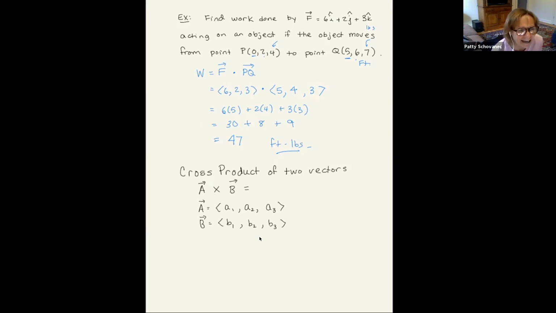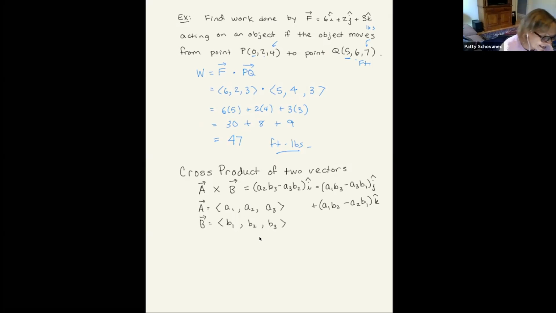If you look at the formula, it's kind of complicated looking, but it gives you a vector whose I component is A2 times B3 minus A3 times B2. That's the I direction. And then minus A1 times B3 minus A3 times B1 in the J direction. And then plus A1 times B2 minus A2 times B1 in the K direction. But there's no way to remember that formula from that version of it. Here's how we remember it.